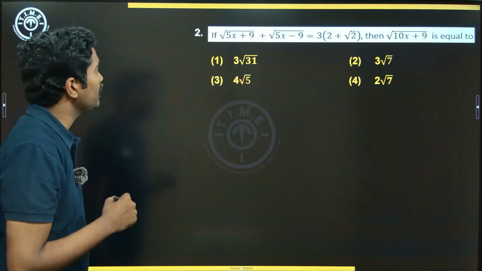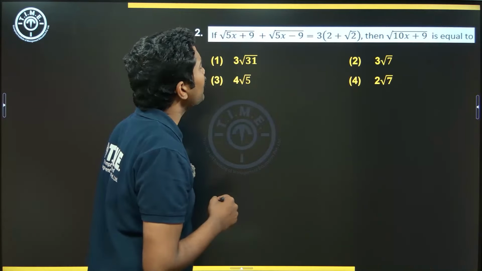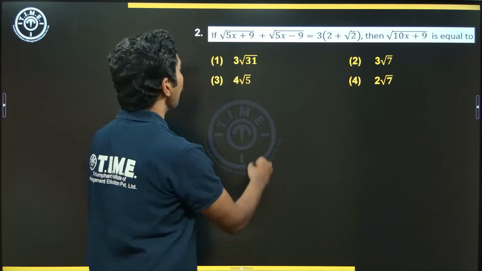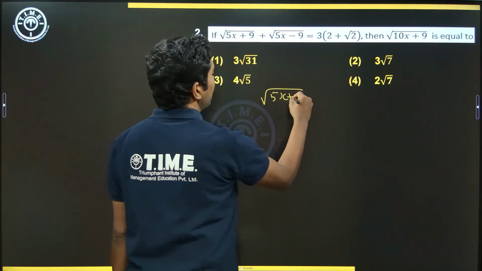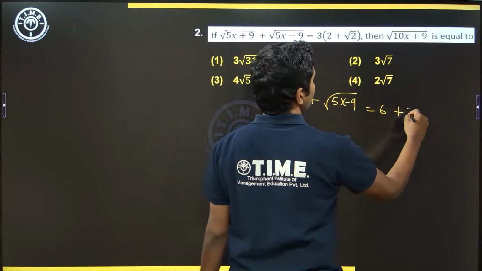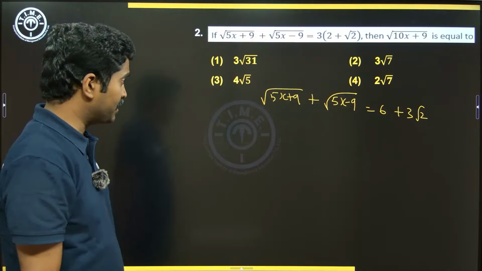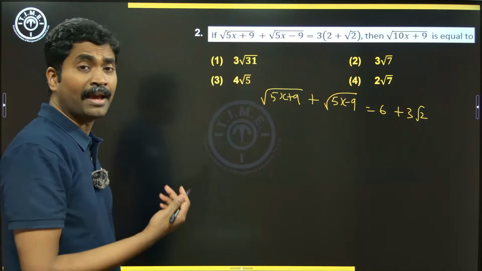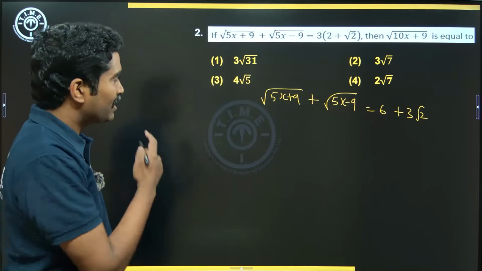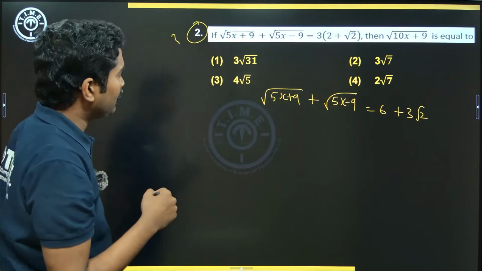Second question, if root of 5x plus 9 plus root of 5x minus 9 is equal to 3 into (2 plus root 2), then root of 10x plus 9 is equal to, okay, this is root 5x plus 9 plus root 5x minus 9 is equal to 3 2s are 6 plus 3 root 2. Obviously I'm not looking at squaring both sides. That would be an extremely long method. That would be an essay answer. I'm looking for an objective question, not an essay answer. No idea striking immediately, but since I have options, I would like to revisit this later, if I have time.